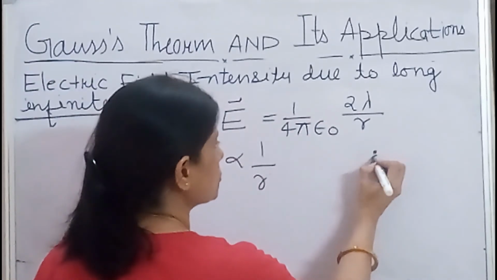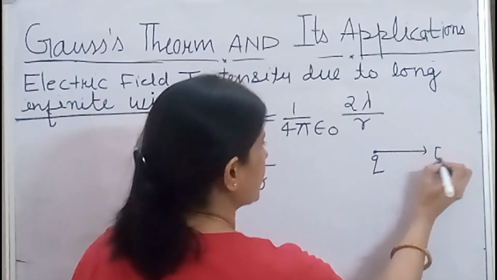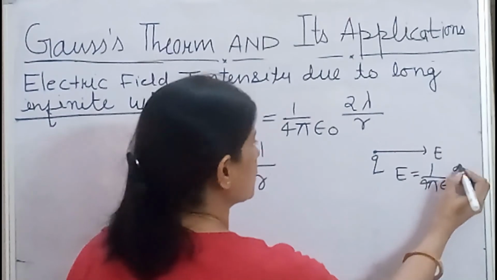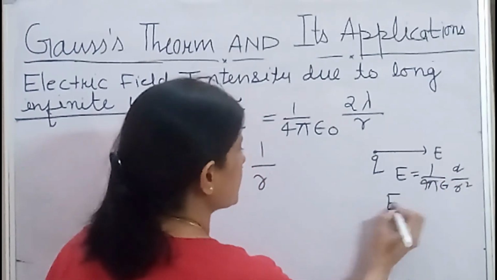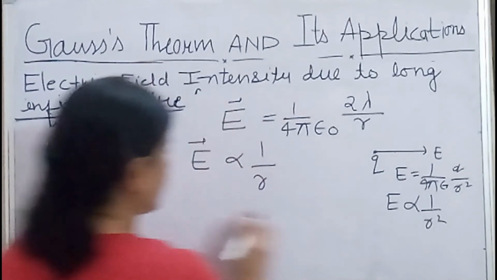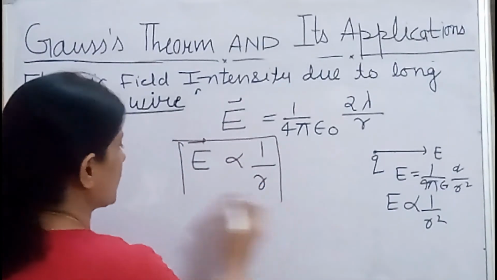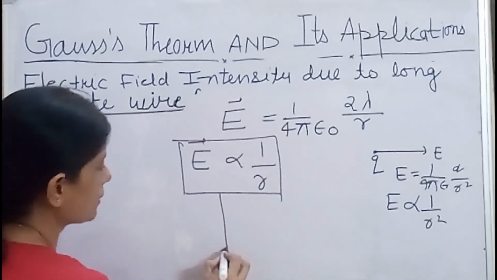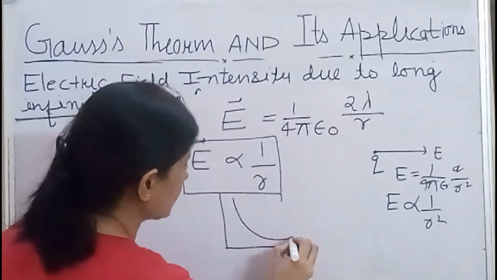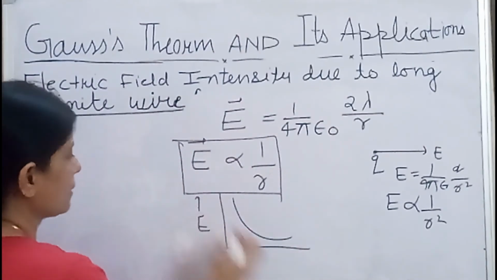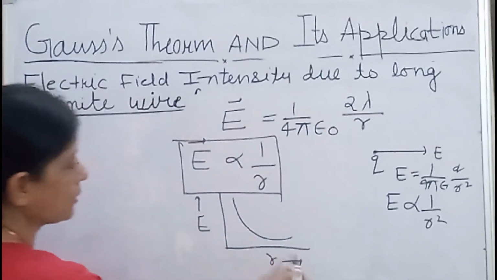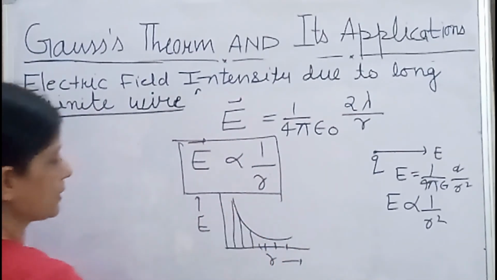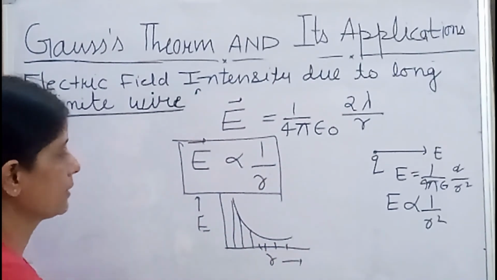Whereas for a charge Q, the electric field intensity E is 1 upon 4 pi epsilon naught Q upon r square. Here E is inversely proportional to r square. Here you have to keep in mind that for an infinitely long wire, E is inversely proportional to r, and the graph of this would be like this. If this is E and this is r, it means if r decreases, E will increase like this. So this is the graph of E and r.